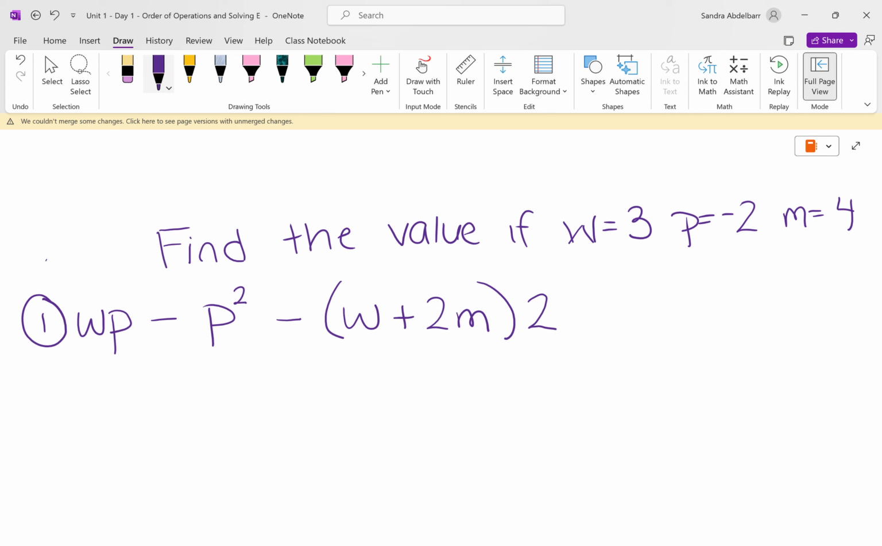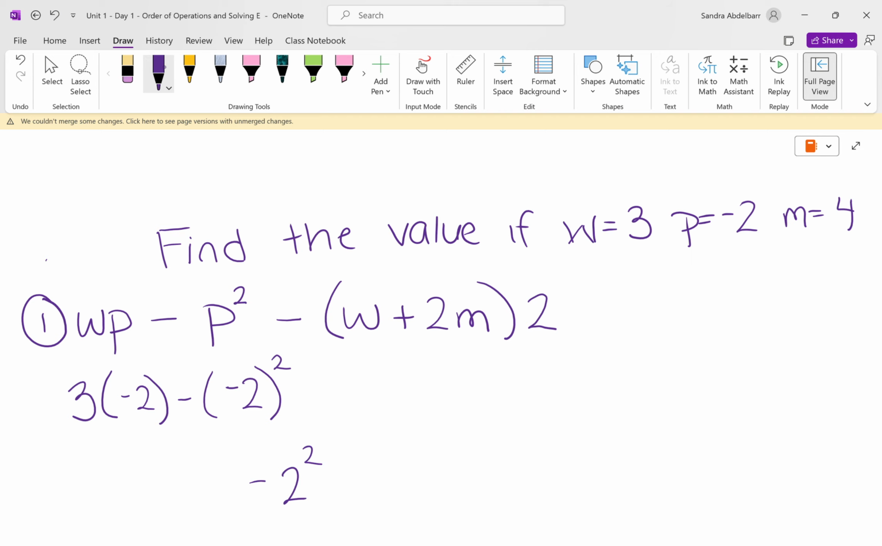All right, first thing I'm going to do is substitute in all of my values. So we're going to have W is 3, P is -2, P again is -2. Now look what I'm doing. I'm doing the -2 in parentheses, then squaring it. It makes a difference. If you don't have the -2 in parentheses, it's just squaring the 2 and leaving the negative there. So -2 raised to the second power is 4.